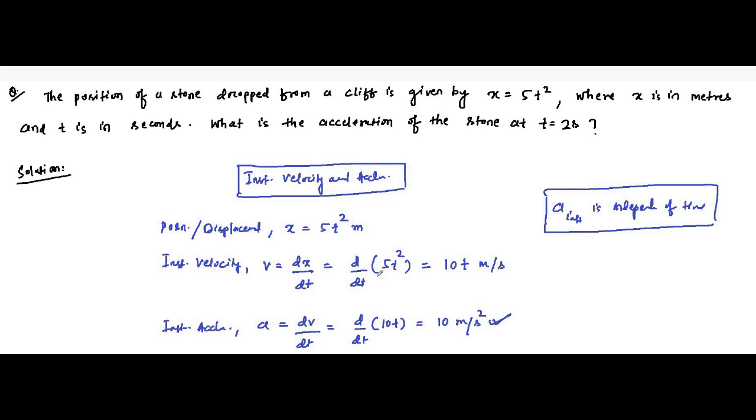But the instantaneous velocity is dependent on time because of this t part here. So it will change with time, but there is no t in the expression of acceleration, so the instantaneous acceleration will be constant. Okay, so here the acceleration of the stone at t equals 2 seconds or any such time is 10 meters per second square.